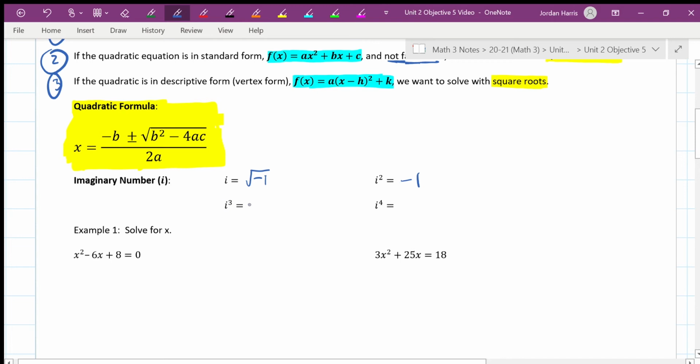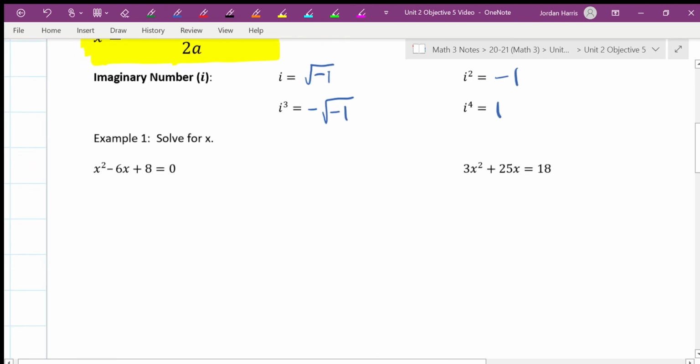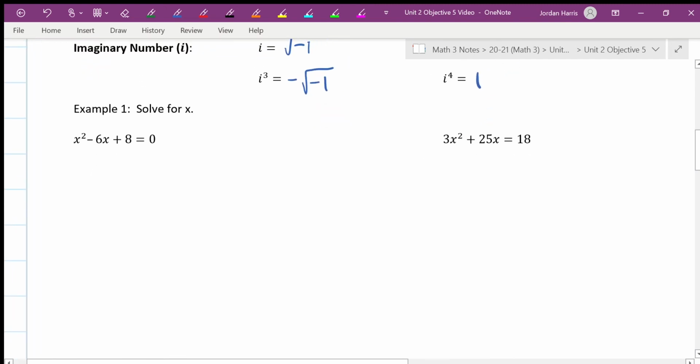If I cubed i, I'd have negative square root of -1. Remember, we do not distribute into roots. We have something outside and something inside. The only way to get something out is if it has a perfect square factor. And i to the fourth is actually +1. It's not super helpful right now for this lesson, but for future imaginary number stuff, it's a nice thing to know.